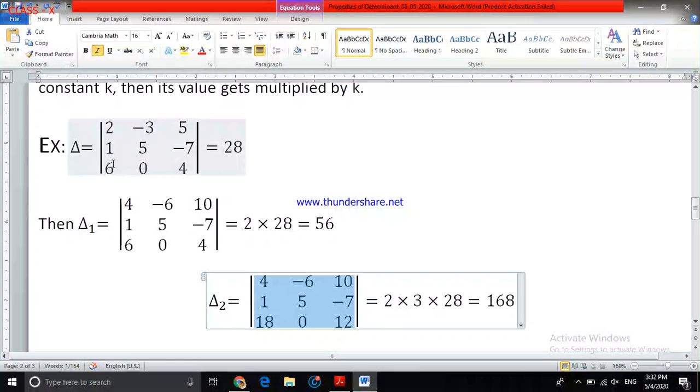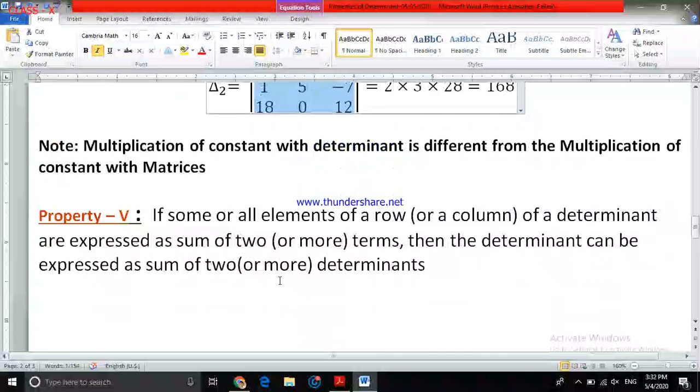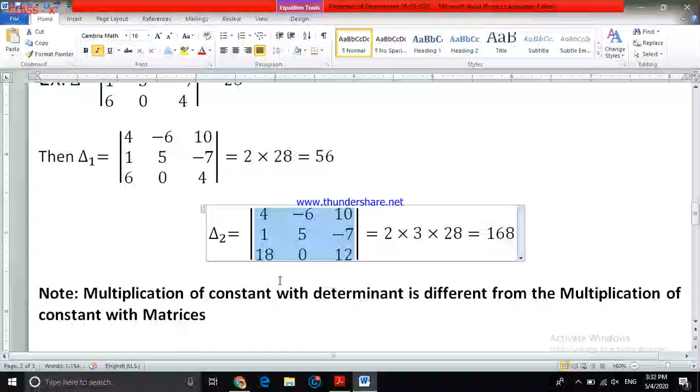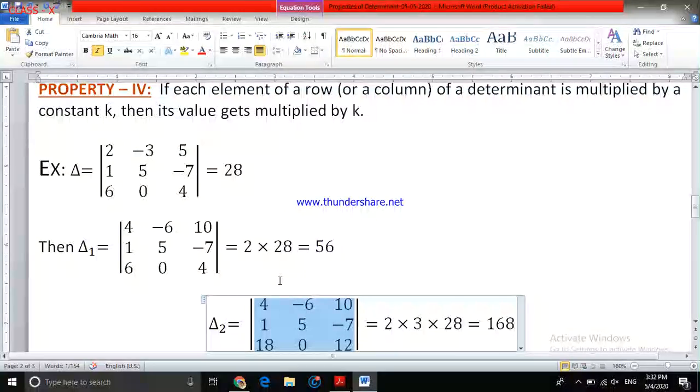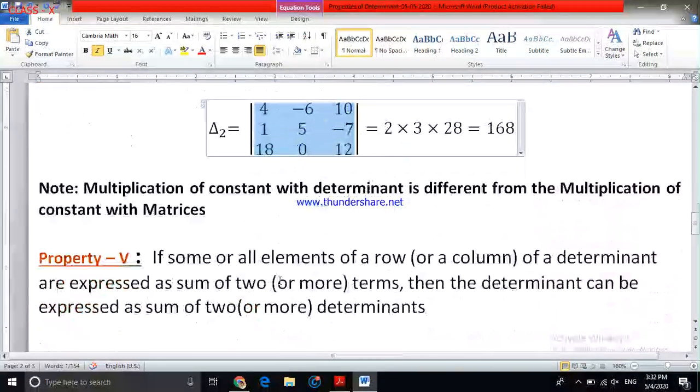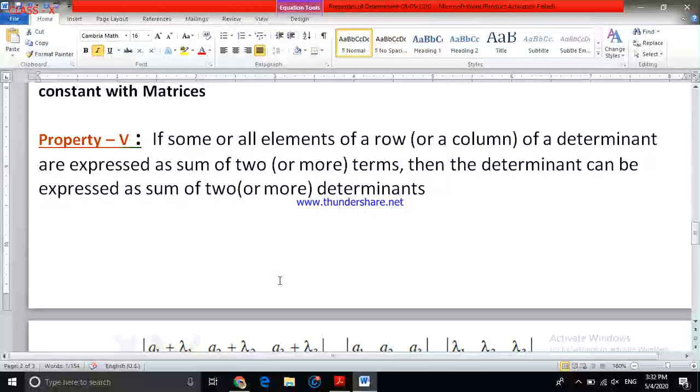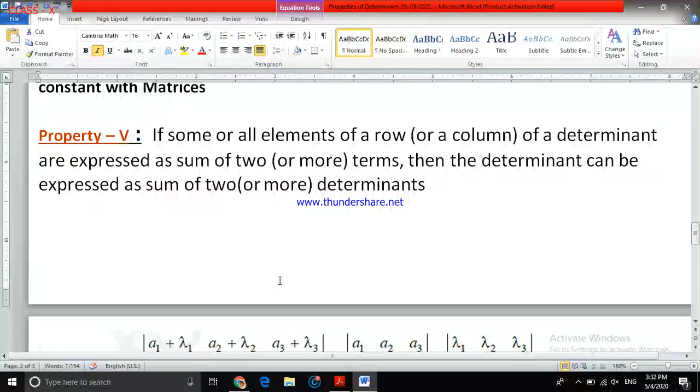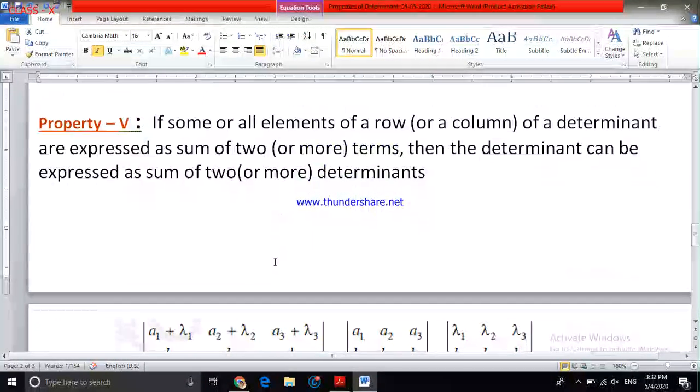Okay, so like that. The multiplication of a determinant is different from the multiplication of a matrix. The first four properties are the most important ones, and the fifth and sixth properties we use them, but not very often. Now, what is property 5?